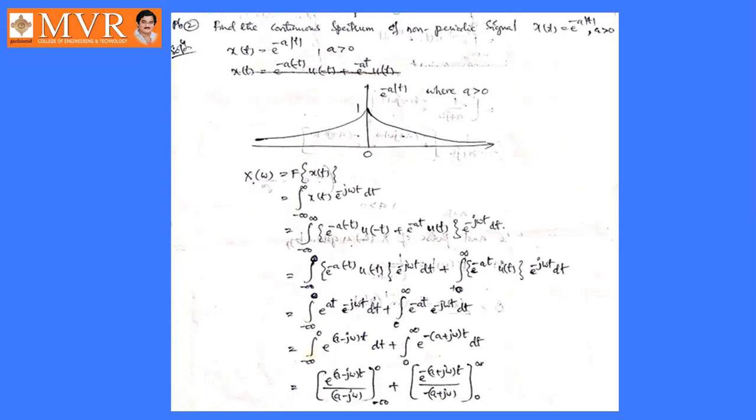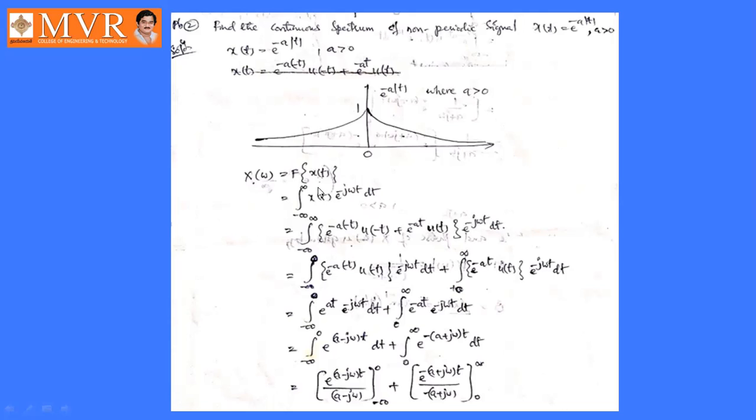You can write this as mod t is plus or minus t, so that it will become e power minus a into minus t into u of minus t plus e power minus a into plus t into u of t, right? Okay. So e power minus a mod t, where a is greater than 0, is given. So this is the diagram here.